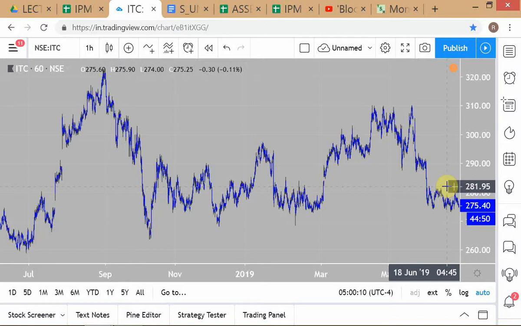Then you'll feel I should have set my stop at 310, but then it might actually go and hit 310 also, 311. In that case you've lost a pile of money. It's a much bigger amount that you've lost. Whereas here I just lost 275 to 282, and here I'm losing 311 to 275.